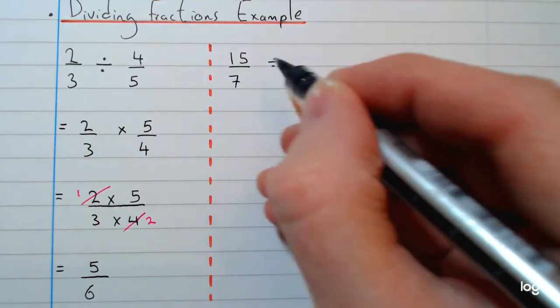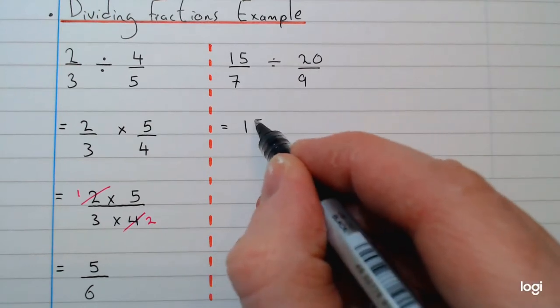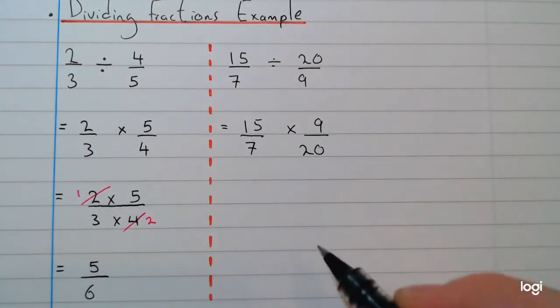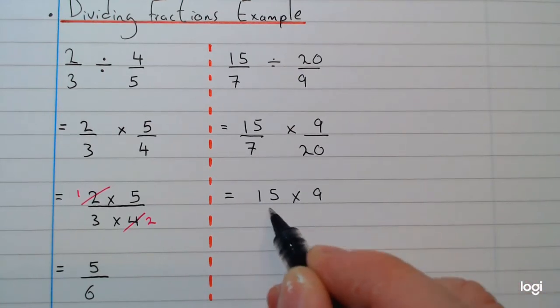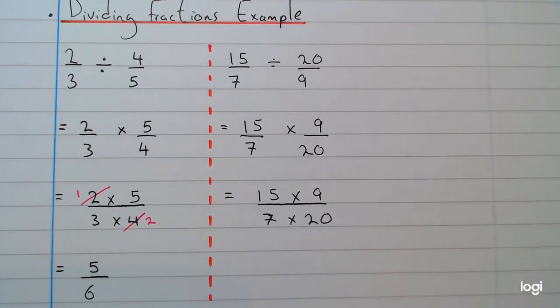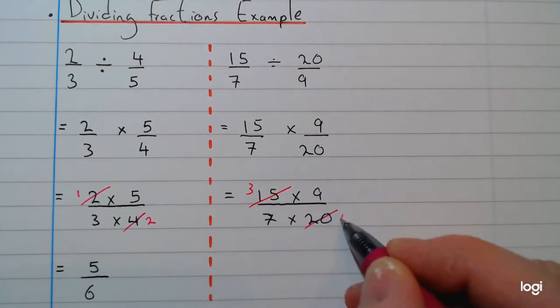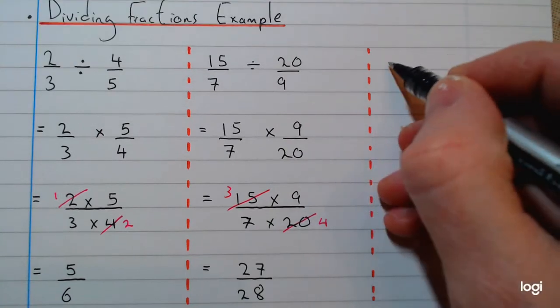If we try another example, 15 over 7 divided by 20 over 9. What I'm going to do is turn the second fraction upside down and change the divide to a times. So 15 over 7 times 9 over 20 is what I'm actually doing. From there, you do the same as before. 15 times 9 goes on top, and on the bottom is 7 times 20. Now, you can simplify this before you multiply. 15 and 20 are both divisible by 5. So if I divide 15 by 5, I get a 3. 20 divided by 5 is 4. And now the numbers are a bit easier to work out. So you're doing 3 times 9, which is 27, divided by 7 times 4, which is 28.